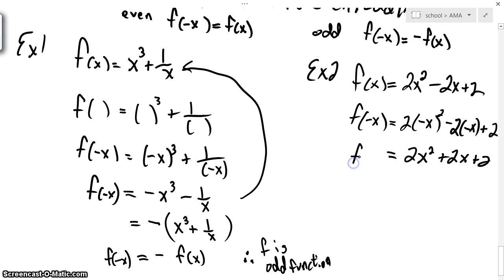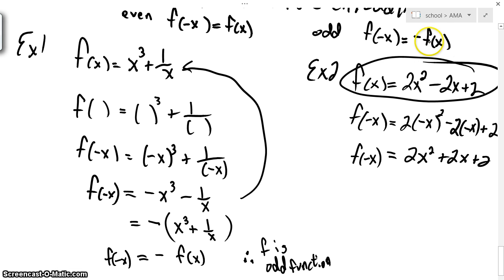Now, I think it's very, very important for us to take a look right now and notice that what we've just achieved, f of opposite x, is not the same thing as f of x. And in fact, if I were to take the opposite of f of x, I'd change every sign here. I'd be left with negative 2x squared plus 2x minus 2. So in other words, neither of these cases will hold true. f of x is neither even nor odd.